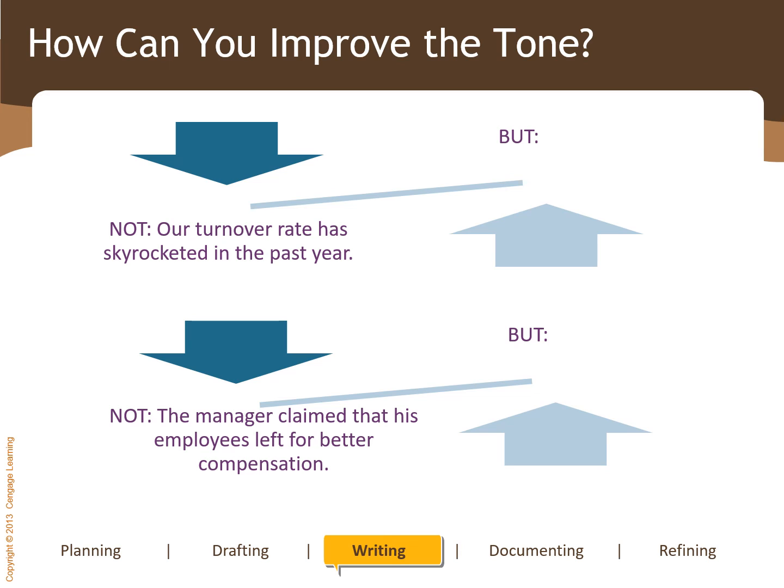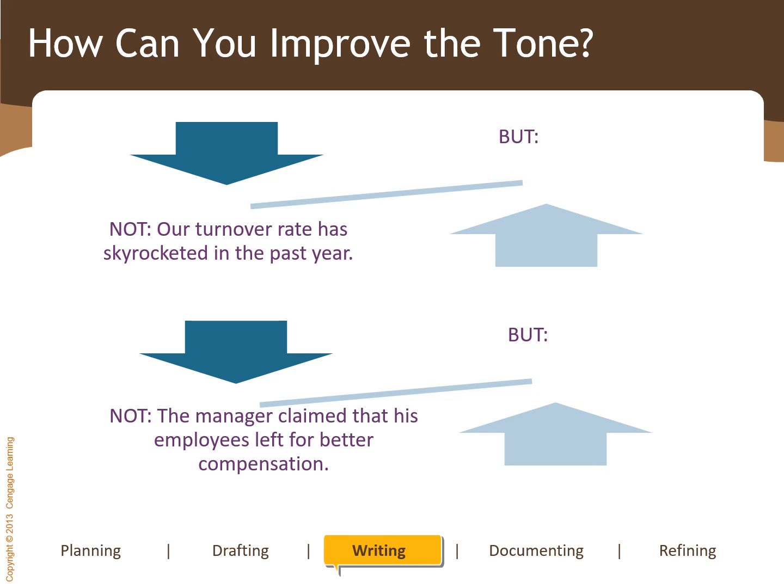And then the second example, the manager claimed that his employees left for better compensation. Now, we totally understand what this means, but now we want to say this sentence in a way that has better tone, better style, etc. So instead of saying again the manager, you could use the passive voice, or you could keep the same structure as long as there are no pronouns. So the manager stated, you could say stated instead of claimed, or the manager believed that.